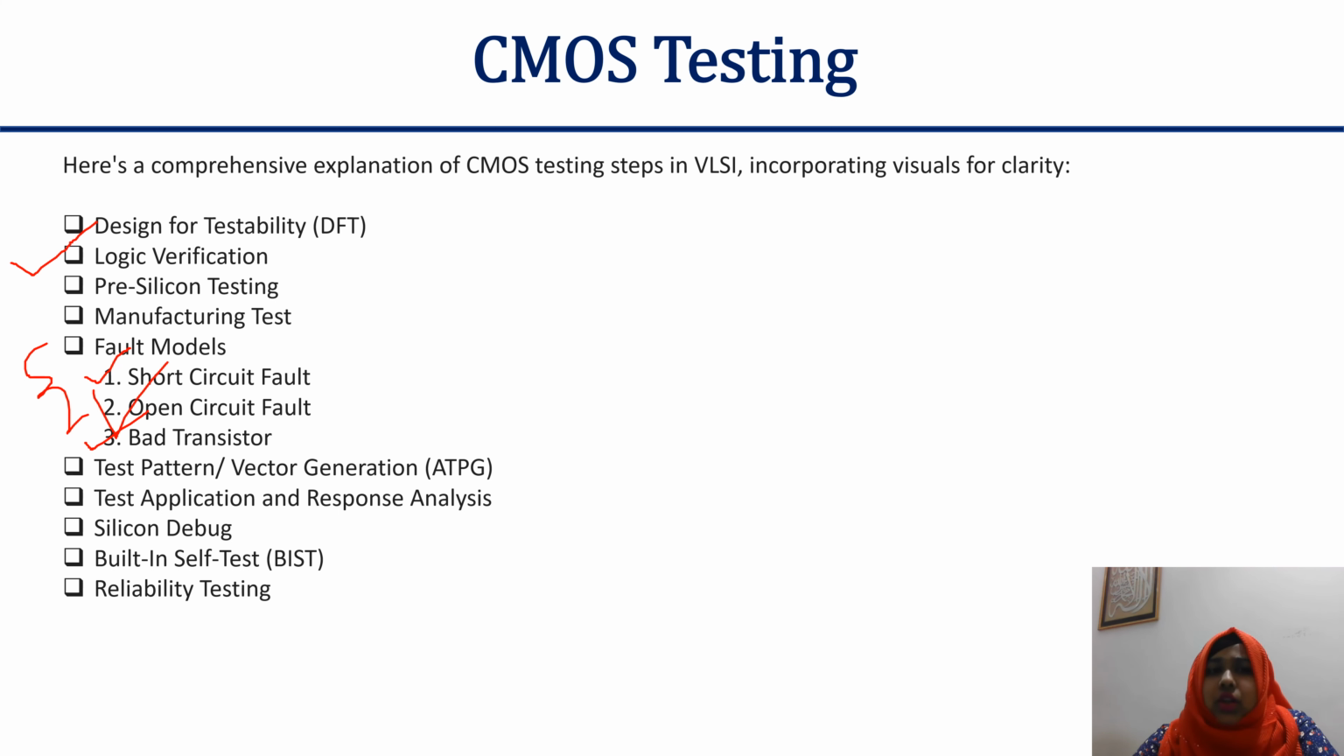And so what are the logics? The logics are basically the logics of digital electronic circuits, such as NAND, NOR, NOT. Okay, so you can get a vivid description of the logic in the digital electronics course or digital logic course. Okay, and then you can see some important points are pre-silicon testing, manufacturing tests, and test pattern and vector generation. We generate a test pattern or vector for the testing process of CMOS. Okay, and then the reliability testing.